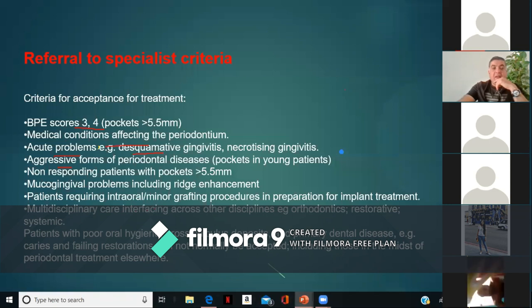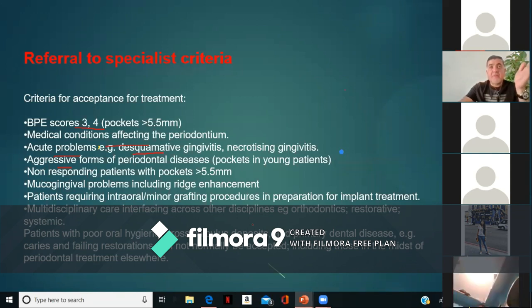Patients requiring intraoral mandibular grafting procedures and preparation for implants. This is why we refer the patient. They need an advanced stage of treatment. In your referral letter, you need to provide X-rays and a given X-ray.